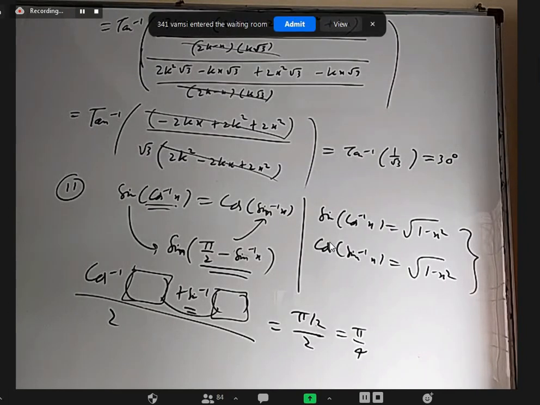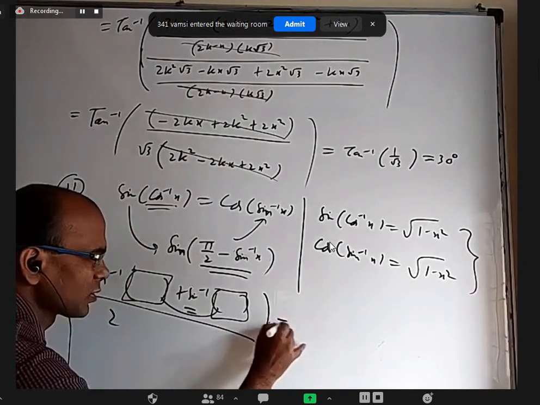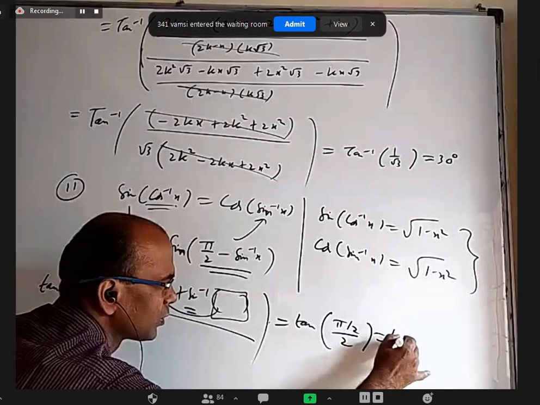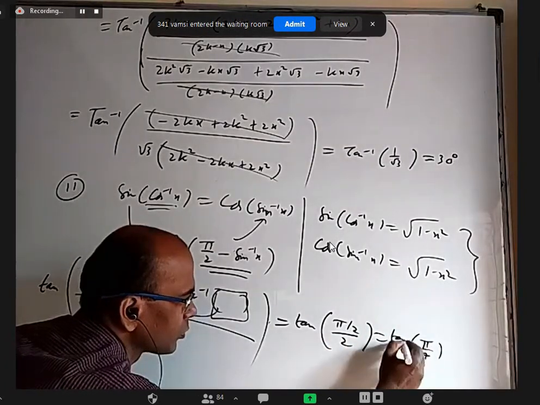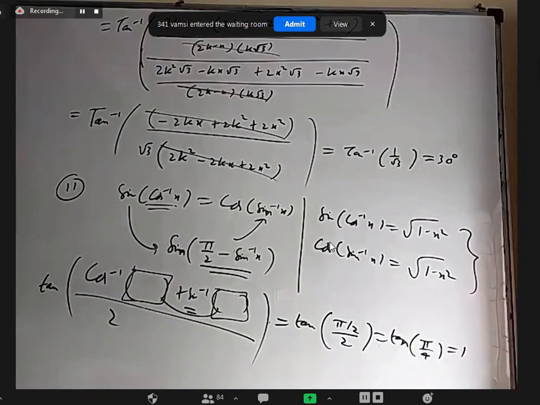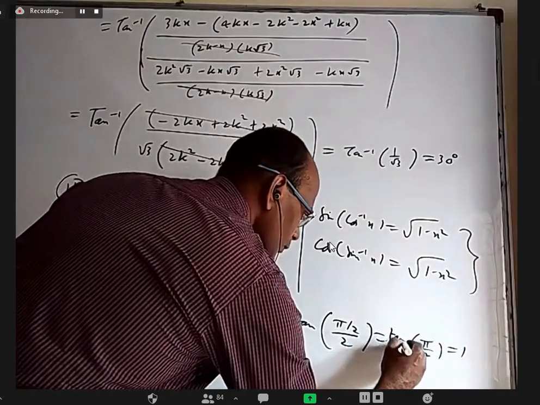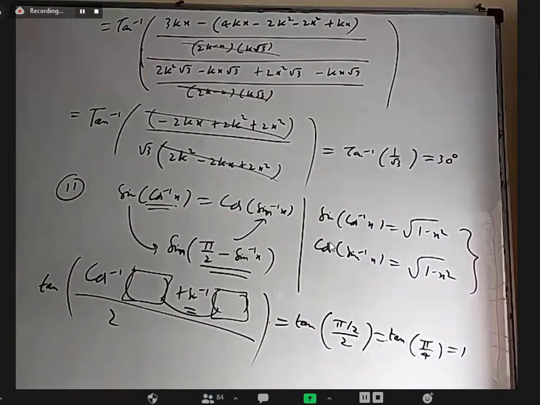Now they want tan of that also. I did not see that. Okay. This is tan of this whole thing, which is tan of pi by 2 by 2. This is tan pi by 4, which is 1. Okay, this is a simple, nice question. There's not any great formula, only one formula you have to know, that sin inverse x plus cos inverse x is pi by 2.